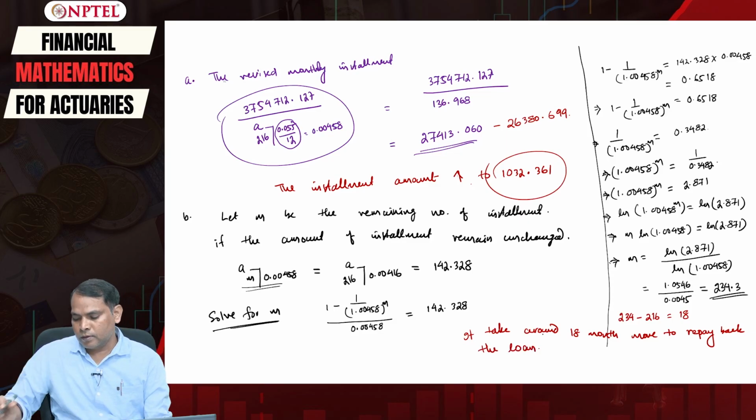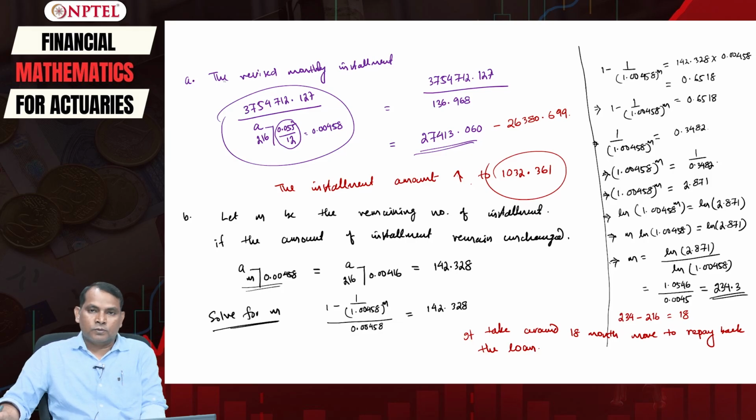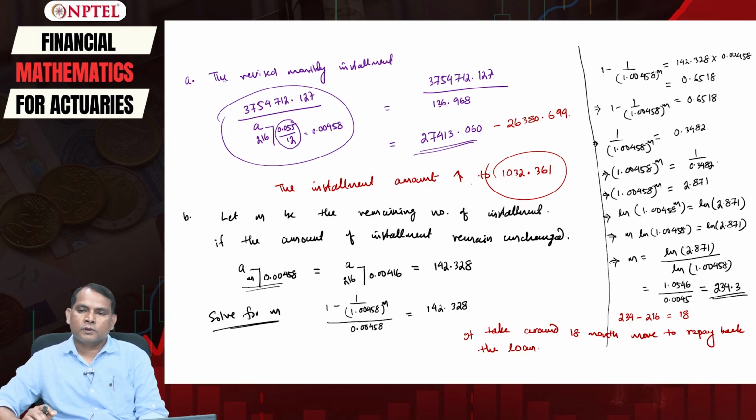Okay, so I think you have now understood how to compute the loan amortization, how to compute the total outstanding balances, how to compute the installment amount, even if there is a varied interest rate, even if the bank changes the interest rate.